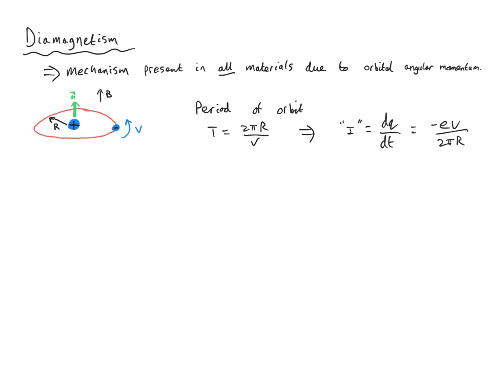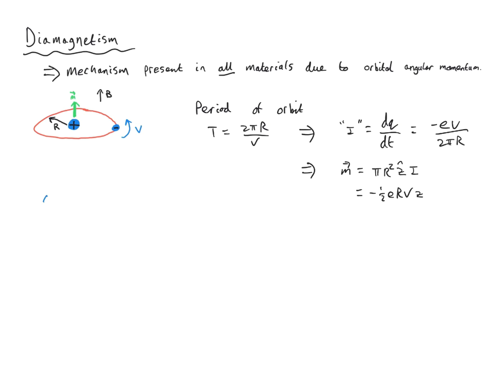We can therefore work out the magnetic dipole moment as the current times the vector area, which is pi r squared for the vector area in the z hat direction, multiplied by the current, which overall is minus 1/2 e r v in the z direction.